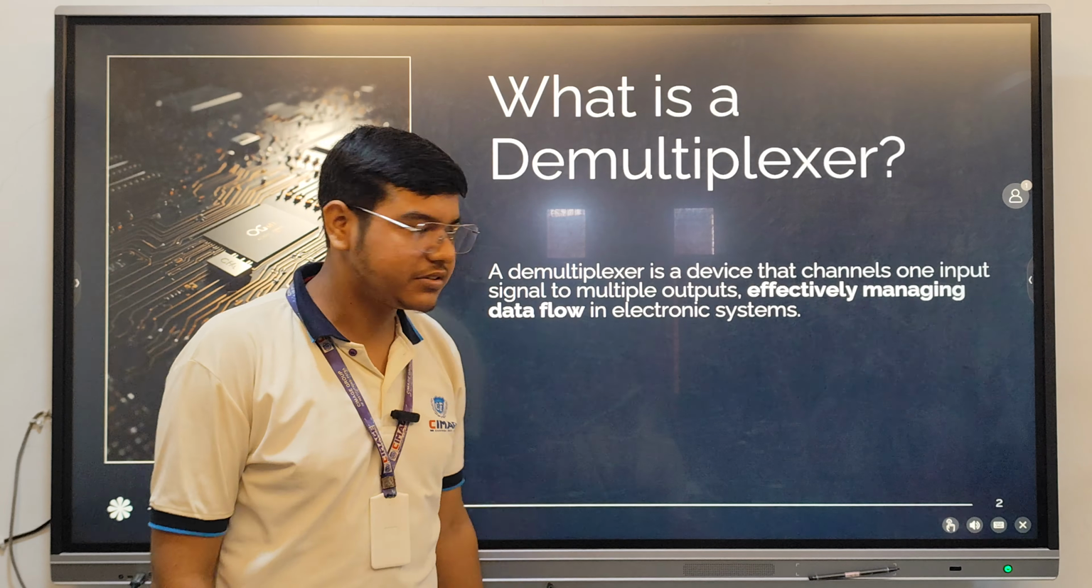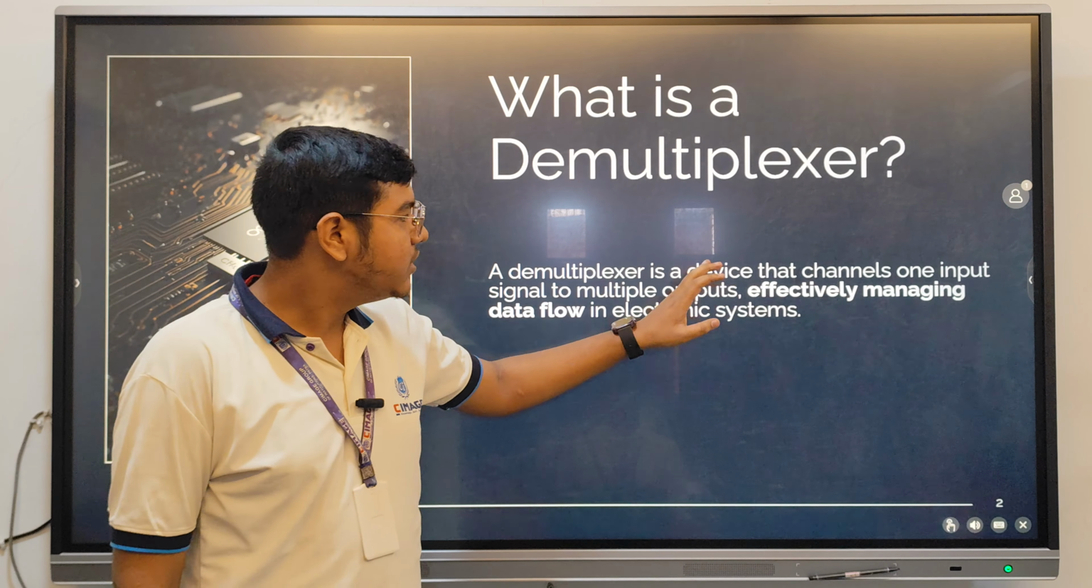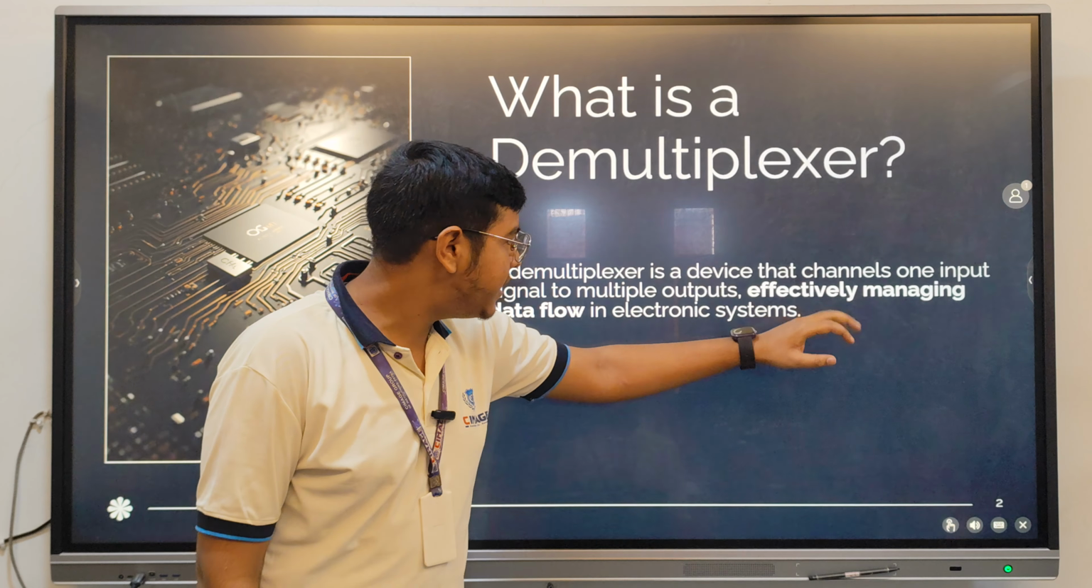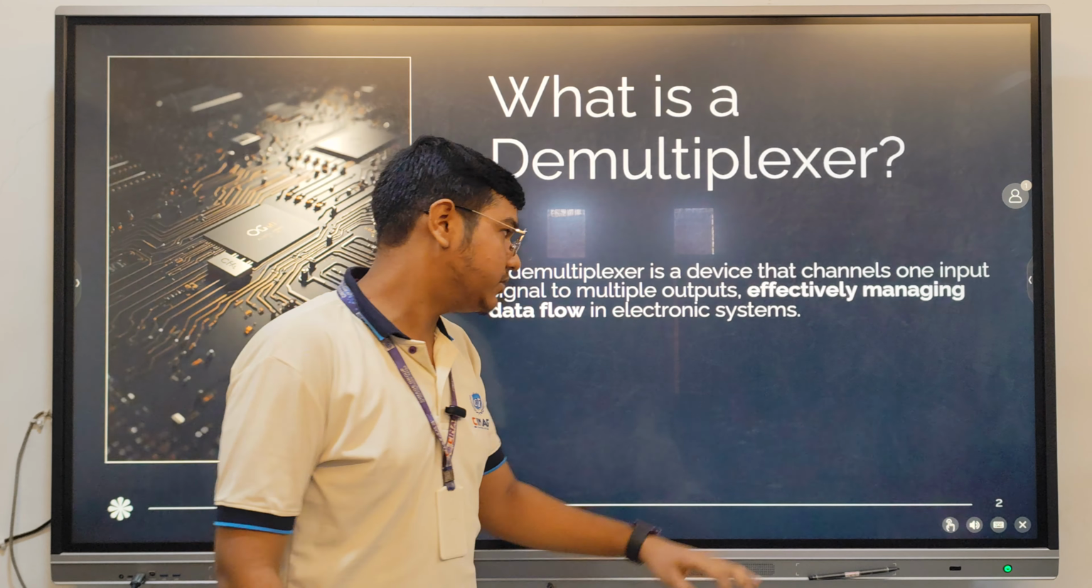Now, what is a demultiplexer? A demultiplexer is a device that channels one input signal to multiple outputs, effectively managing data flow in electronic systems.